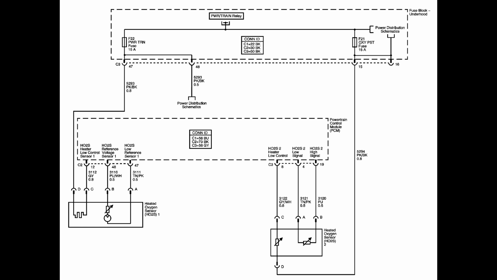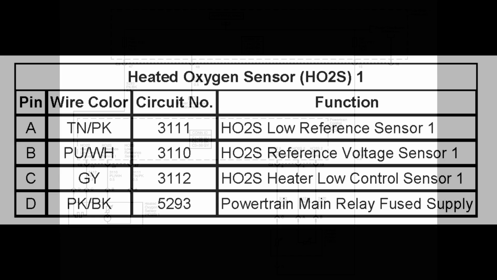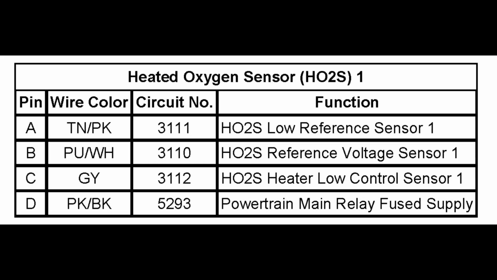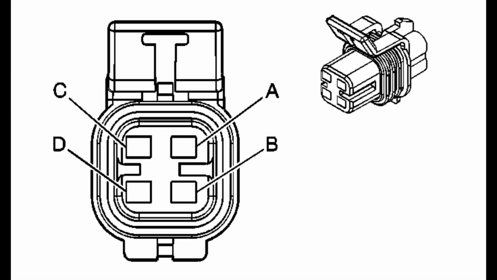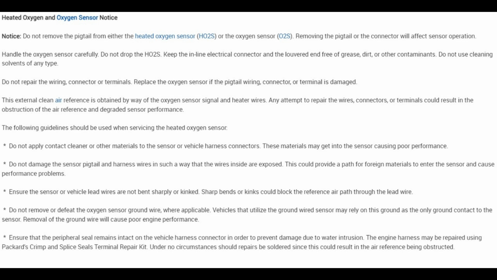We're going to specifically look at the upstream sensor. We can see at pin B we have the reference voltage sensor, or the signal that we're going to be testing. We can see at pin A the low reference of the ground, and then the heater control circuit at pin C and the heater ground at pin D. Here we can see the sensor on the vehicle, and here we can see a notice with very interesting information, including how to handle the O2 sensor and even not to solder and repair wires to the O2 sensor.